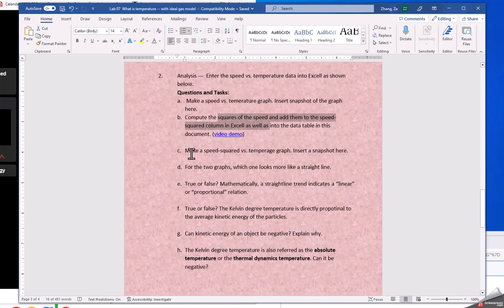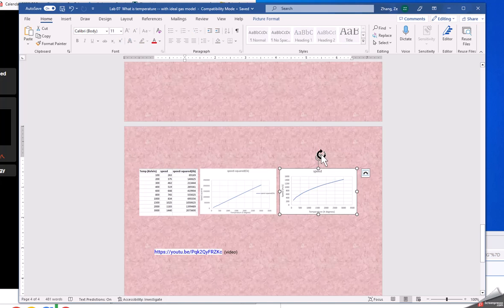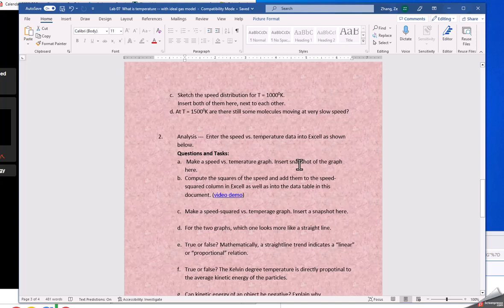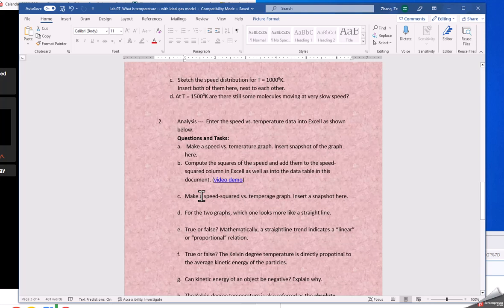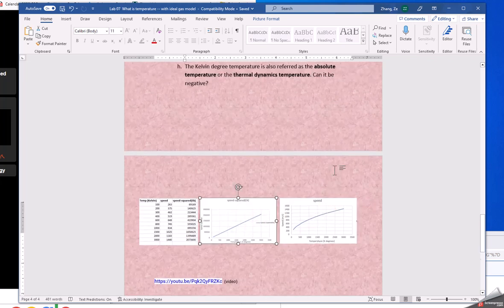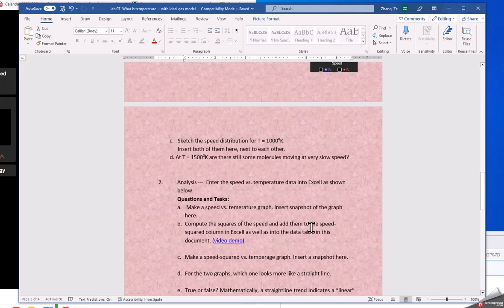And then of course, once you have that, you make a graph. Also in a video, the speed versus temperature graph, and actually it's over here, this one, speed versus temperature, and it looks like a curve, okay? Then make another plot, once you have the squares, a speed squared versus temperature plot, and insert a snapshot here like I do. That is required. Make it insert here. When you're done, you can delete mine and insert yours.